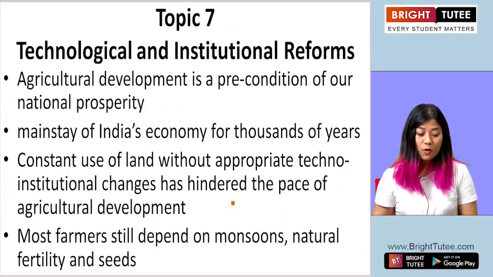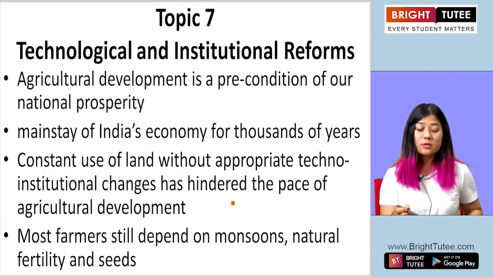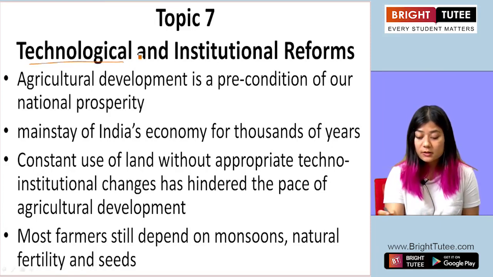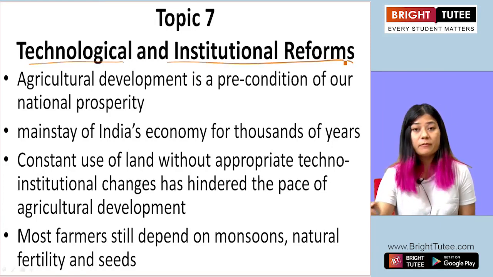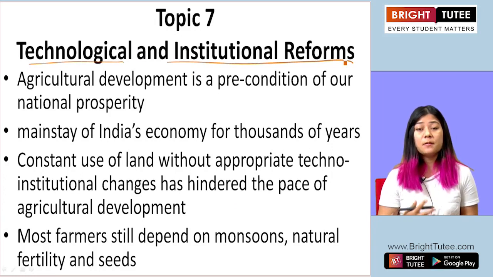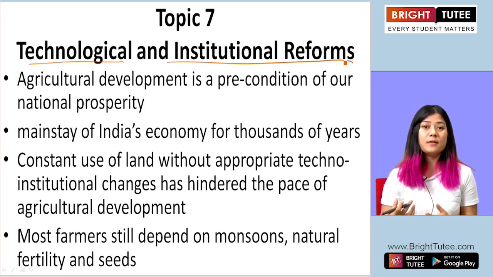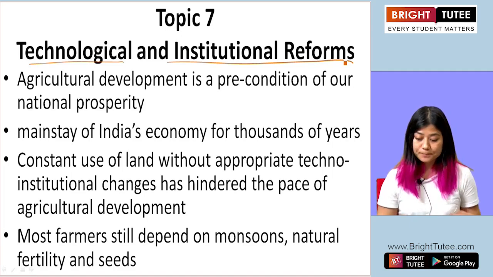With that, we move on to the seventh topic. In this topic, we are going to look at technological and institutional reforms in agriculture. Some of the reforms, some of the changes made or introduced for the growth and development of agriculture.